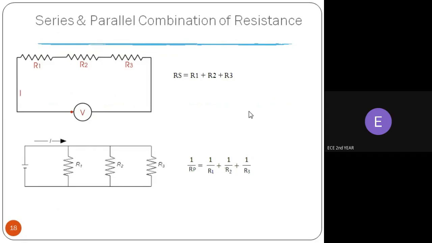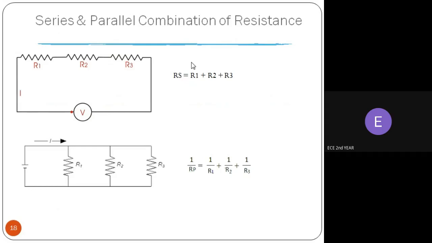Series and parallel combinations of elements. Under this, series and parallel combination of resistance. Here R1, R2, R3 are three resistances connected in series combination. The total resistance of this circuit can be calculated with the formula Rs equal to R1 plus R2 plus R3, which is the summation of individual resistances. So the total resistance of a series combination is calculated by the sum of individual resistances.